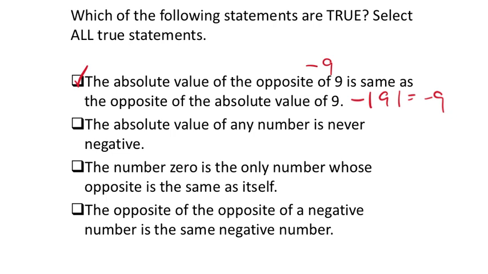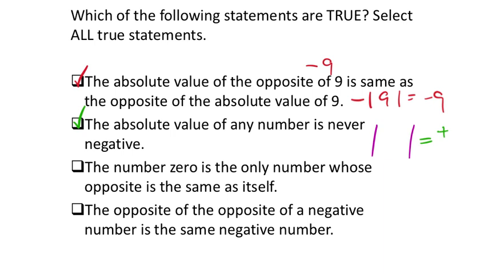All right, the next part, the absolute value of any number is never negative. That is correct. Because if you were to take the absolute value, you can put in any number in here. By the way, it could be a decimal, a fraction, negative, or positive. That will always come out as a positive something, whatever it is. So yes, this statement is also true.